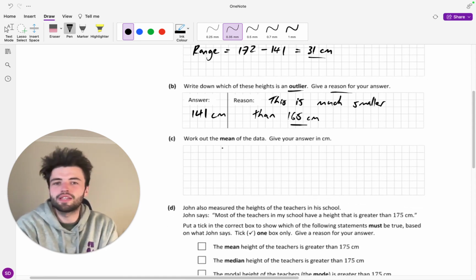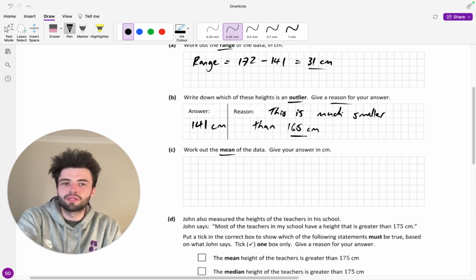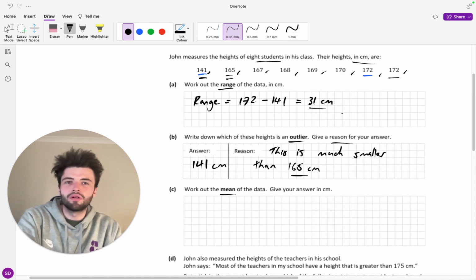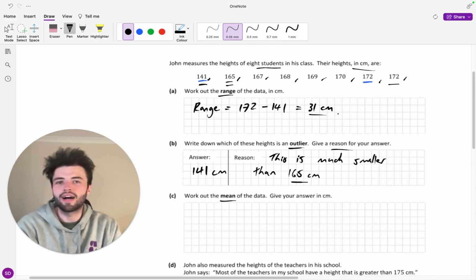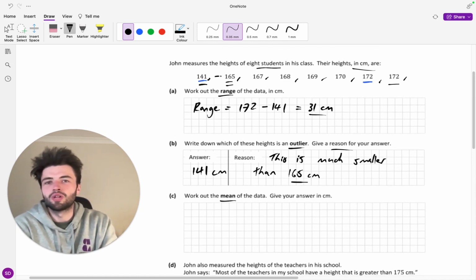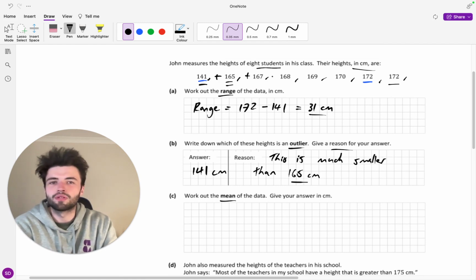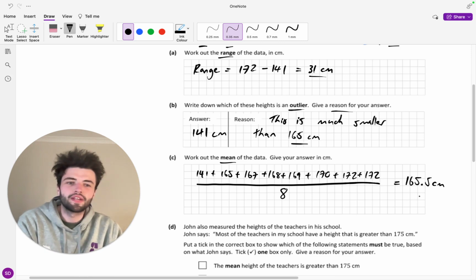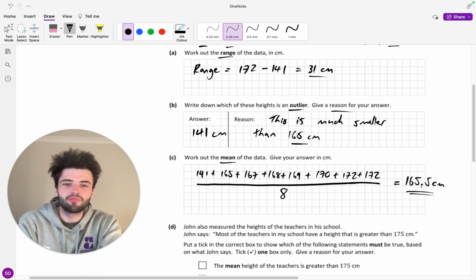And so for part C, we're asked to work out the mean of the data. The mean is something we get by taking all the numbers, adding them together, and then dividing by the actual number of data points that we had. So in this case, it's going to be 141 plus 165 plus 167 and so on. We're going to add all of these up and then divide by 8, because there's 8 students in the class. So I'm just going to do that now. The answer we get for the mean is 165.5 centimeters. That is going to be it for part C.